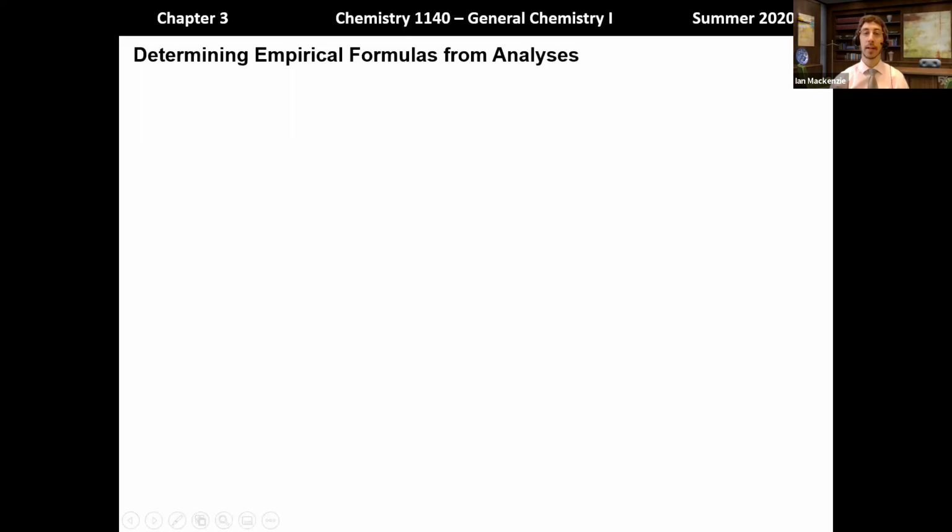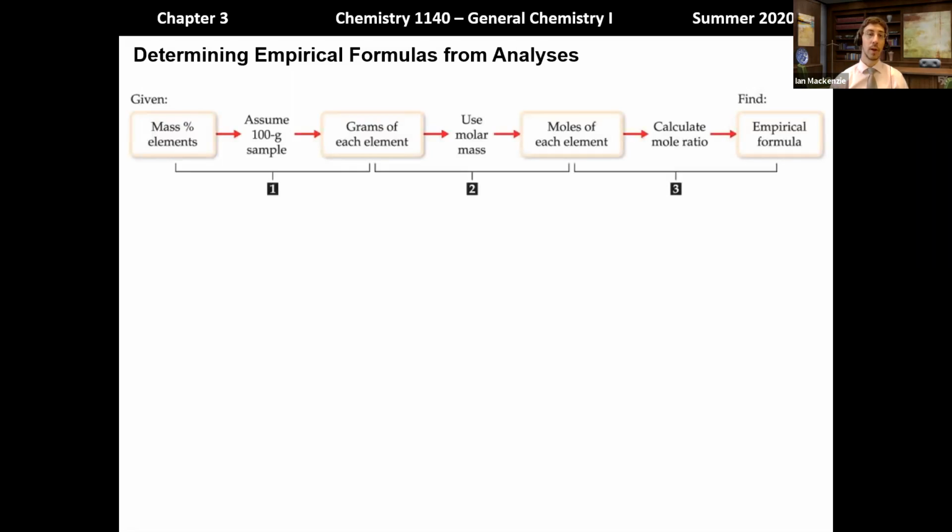Okay, so now we know how to get mass percent information from a combustion analysis, but how do we go to a chemical formula from that mass percent information? Well, we can determine not directly the molecular formula, but at least the empirical formula, starting with the mass percent information for the elements following this process.